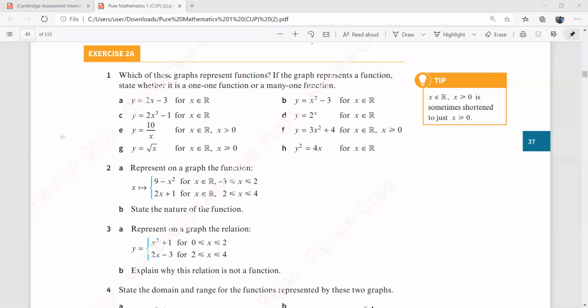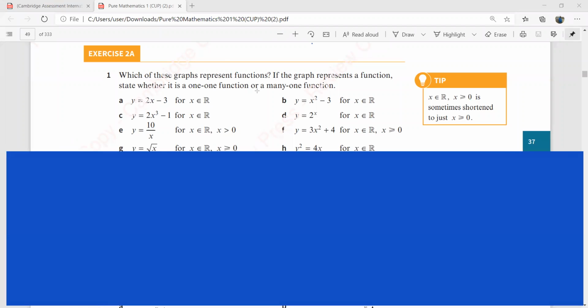Let me make some space here for our work. Now please remember, bacho, if someone says there's a function f of x that is, let's say, 2x minus 3, what is lacking in it? Domain. So this information is incomplete, and you cannot consider this as a function.